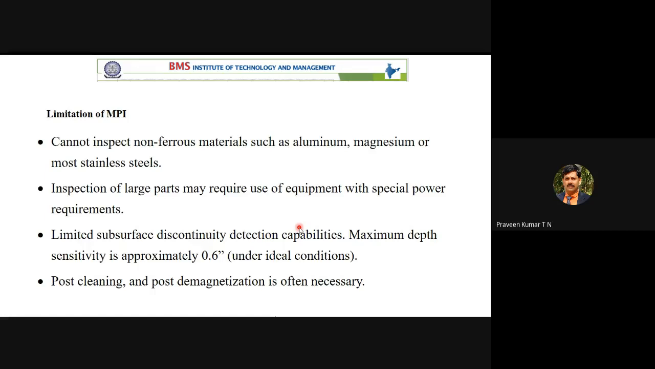And post cleaning is also required, because of the magnetization. The material is already magnetized. If you hold it for a long period of time, the material is already magnetized. Even when you were children, we were doing that.